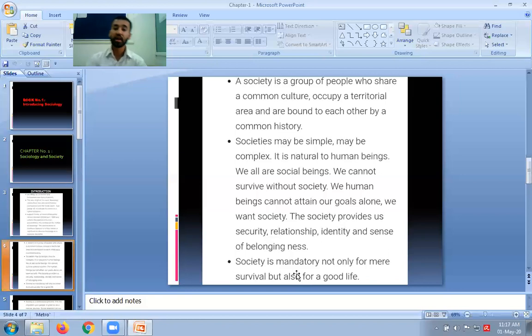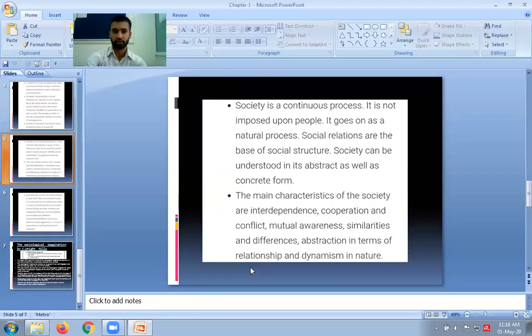All right. And society is mandatory not only for mere survival but for a good life. Remember that society is not about mere survival. It is not about just surviving and living your life. It also renders us a good life, because it caters to different needs and provides us different services, right? So that's what society did for us. Okay. Then it is a continuous process. It is not imposed upon people. It goes on as a natural process.